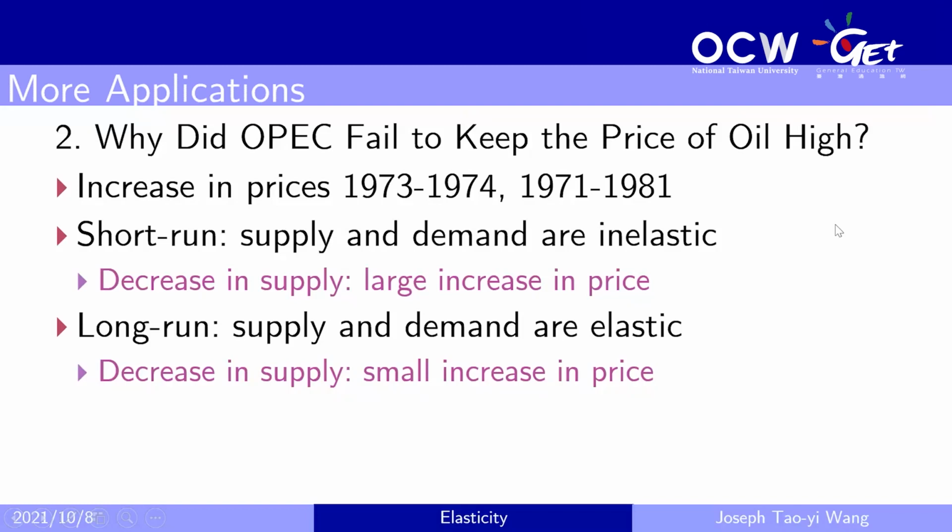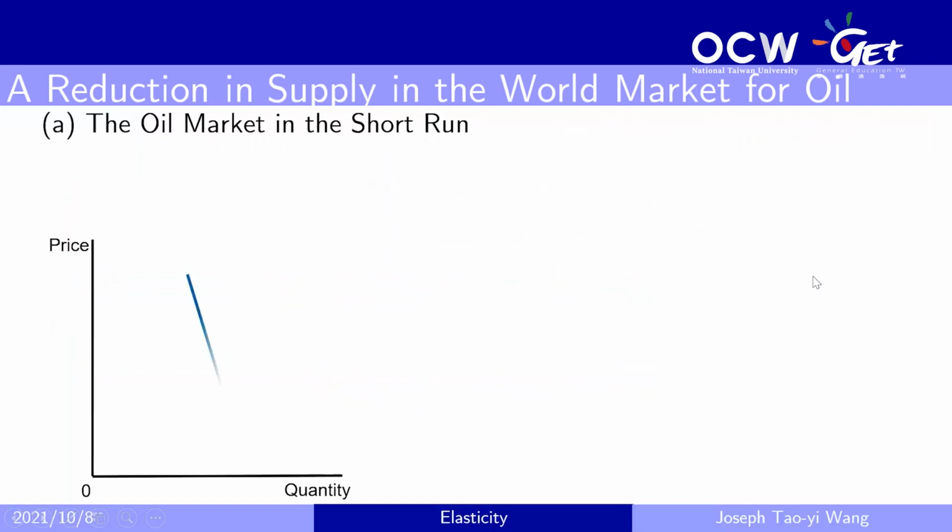And of course, what that means is that when you have a decrease in supply, because of the elastic supply and demand in the long run, you have a smaller increase in prices. And of course, that really depends on how elastic or how inelastic supply and demand are in the long run versus in the short run. Like the data we saw, the price elasticity of demand for oil is still smaller than 1, but it's better in the long run compared to the short run. Okay, let's take a look.